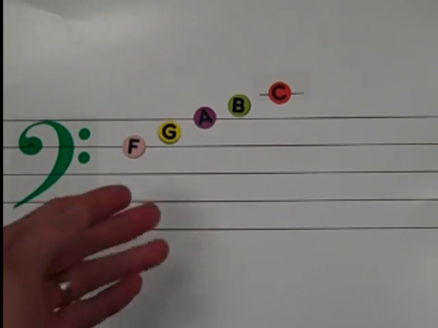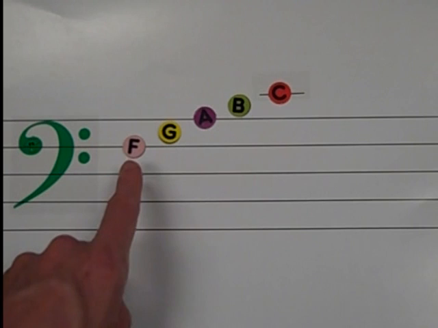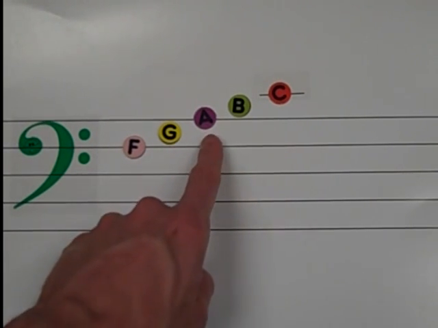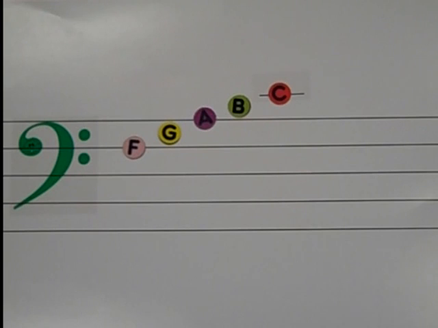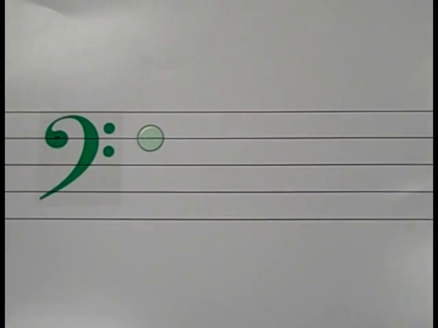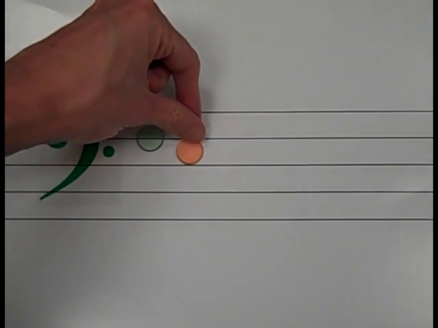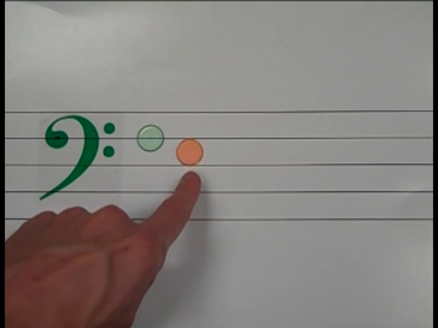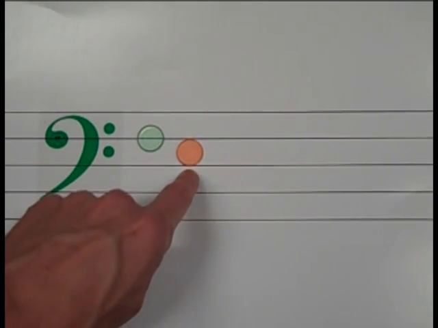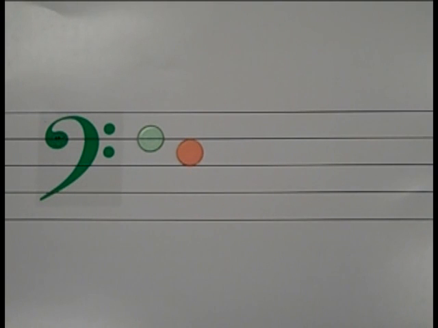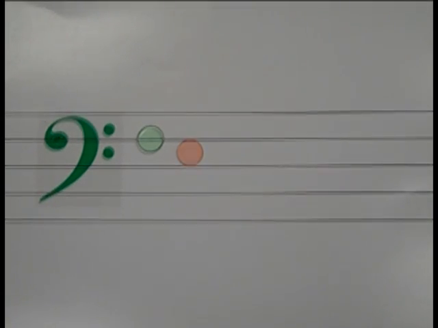Here's the bass staff with all the letters written in for you. Let's practice saying them. F, G, A, B, C. Now let's talk about the notes that go below the F line in bass clef. If you start on F and step down, what note would you be on? If you said E, you're correct. Let's practice saying the musical alphabet backwards, starting on F. Here we go. F, E, D, C, B, A, G, F.